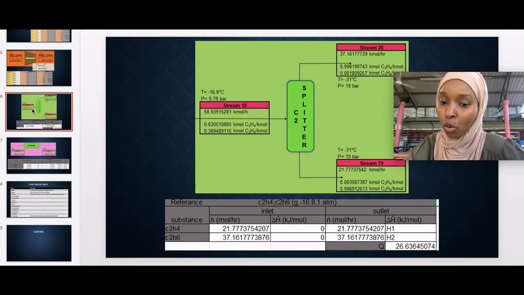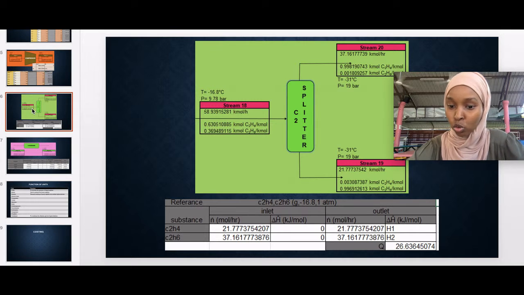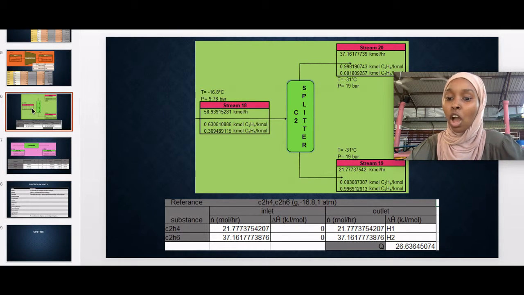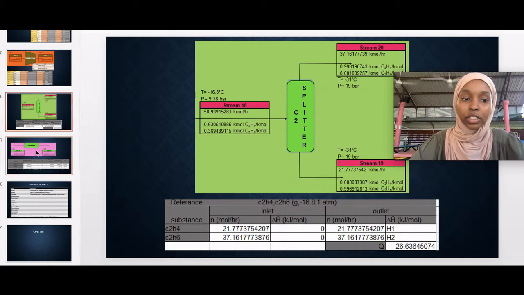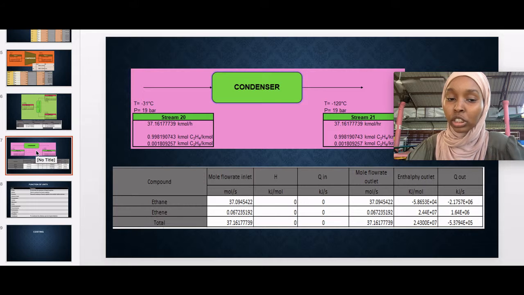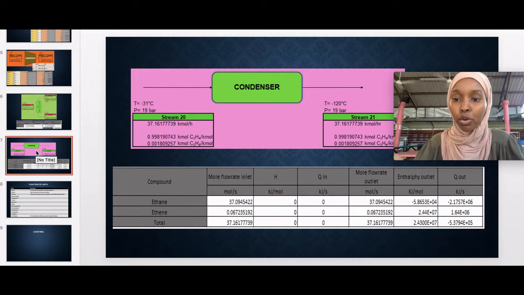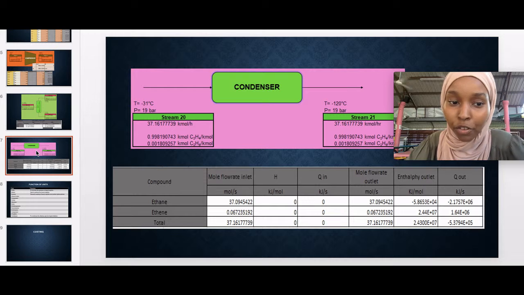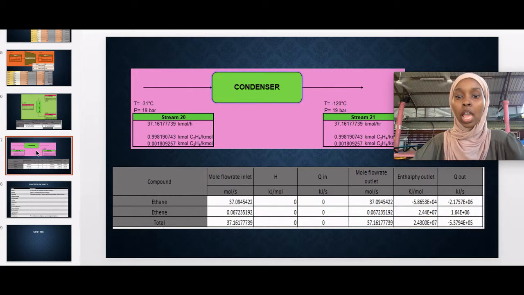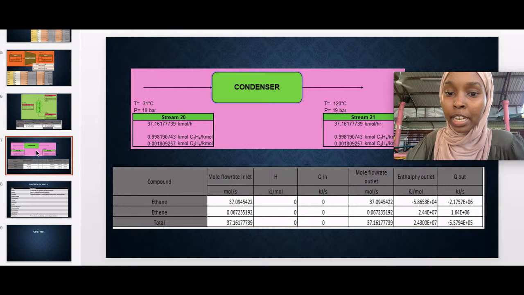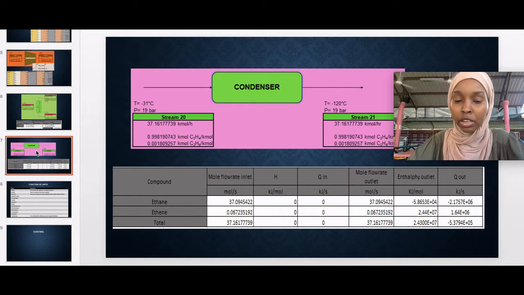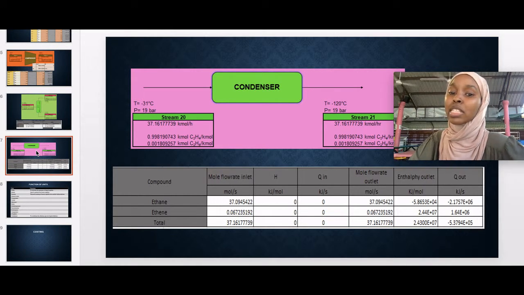And it turned out the Q outlet is 26.63645074 kilojoule per second. After that, our last unit is the condenser, whose function is to take the vapor product that we want and convert it to a liquid. The inlet temperature is negative 31 Celsius at 19 bar, and it comes out at 19 bar, so the pressure will remain the same and the temperature will slightly decrease to negative 120.